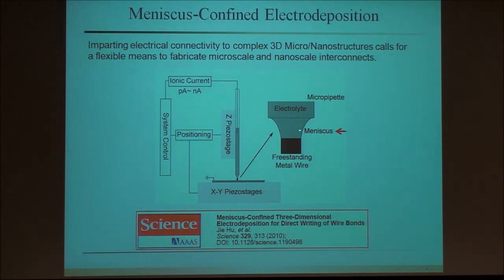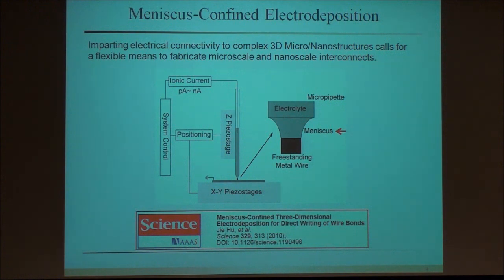But once you form this meniscus, in our case, you are forming an electrochemical cell. So when you apply voltage between them, you have a conductor inside, and the substrate provides you a conductive path, so you can do localized electrodeposition. But if you end there, you are just producing dots.